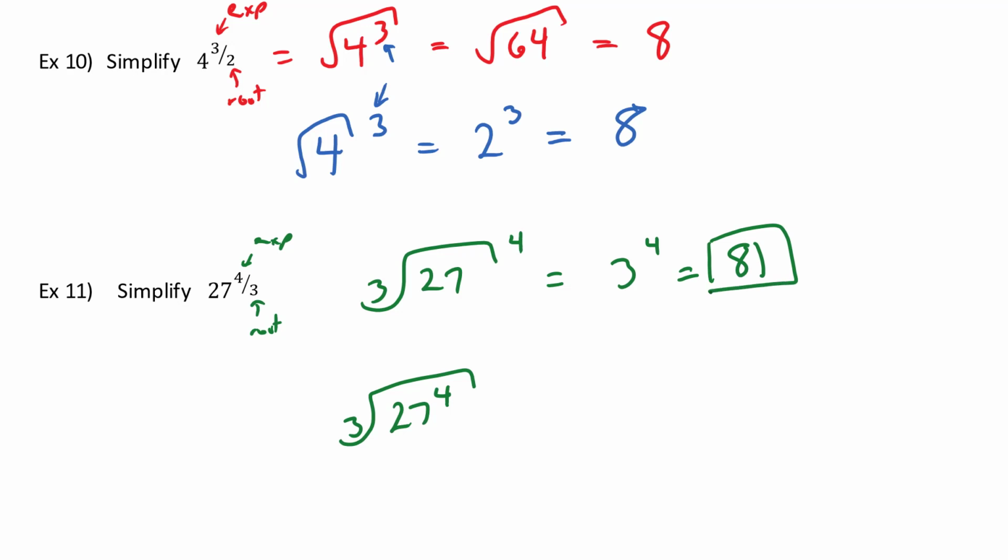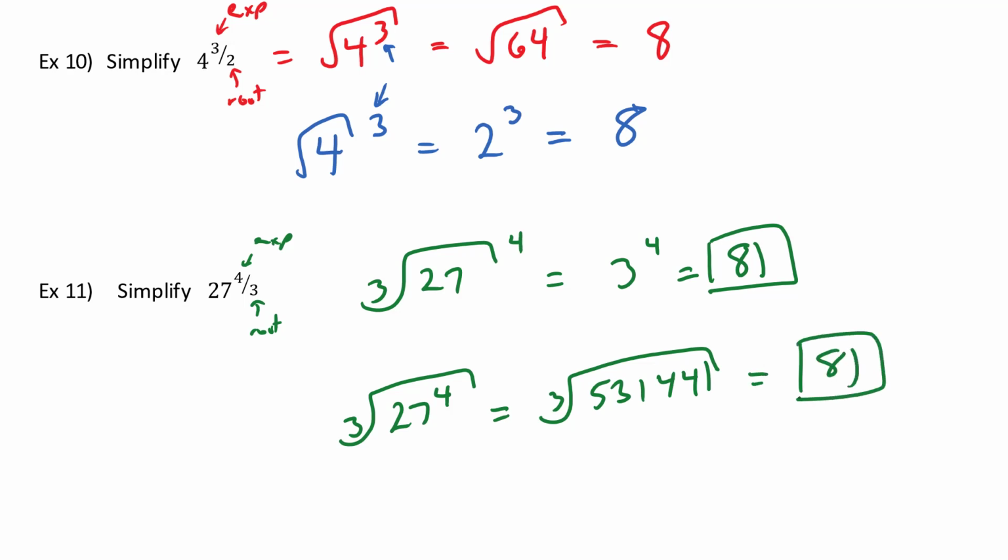If we do it the other way, now we have to work out 27 to the exponent 4. In which case you need a calculator. And then you take the cube root of that with a calculator, and we get 81. Even though we can place the exponent either inside or outside the root symbol, it's often easier to do it one way versus another way.